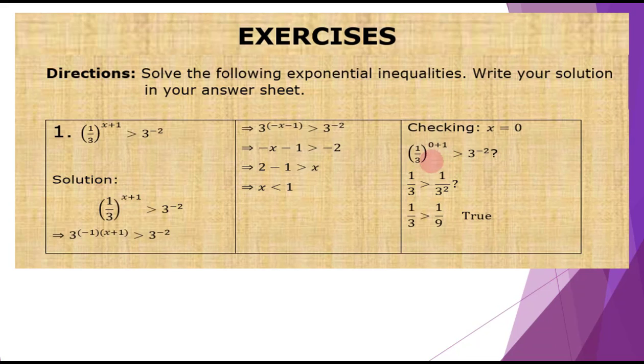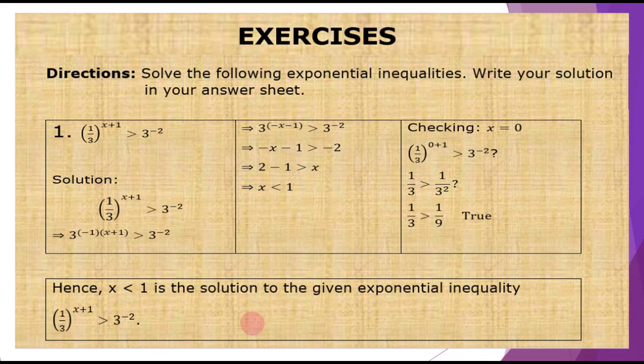Well, simplifying this, we have 1/3 raised to 1, or simply 1/3. Copy the greater than symbol, and 3 raised to negative 2 can be rewritten as 1 over 3 squared. And here, copy the question mark, we're not yet sure. And finally, we have 1/3 greater than 1 over 3 squared, which is 1/9. Then this is a true statement. So therefore, our solution for this exponential inequality is x less than 1.